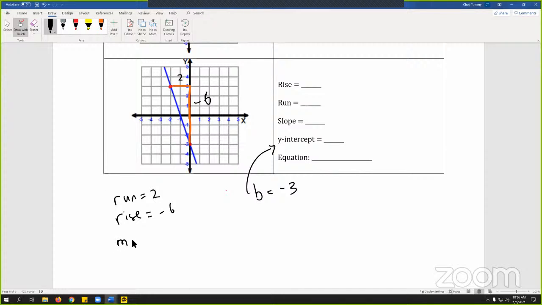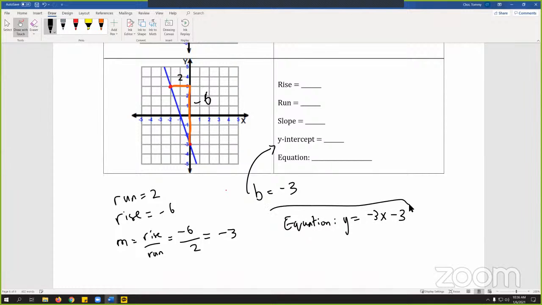So my slope is rise over run, which is -6 over 2, which we simplify to -3. Then we can write our equation, which is y equals -3x minus 3. And there's our final equation for the line there. Okay.